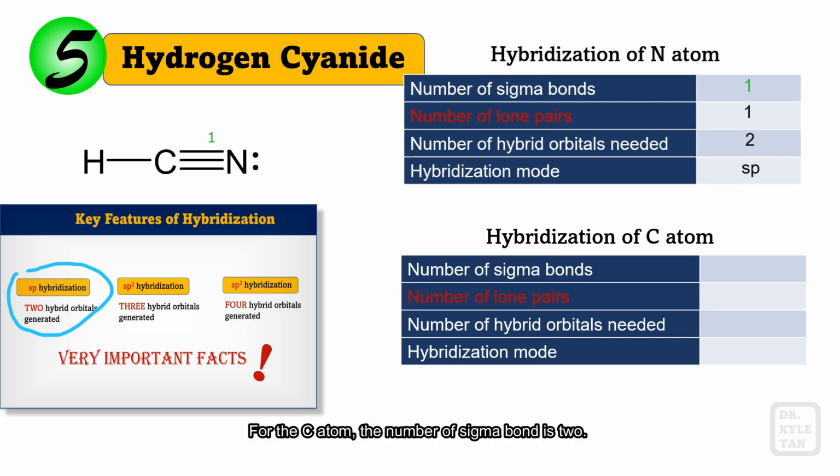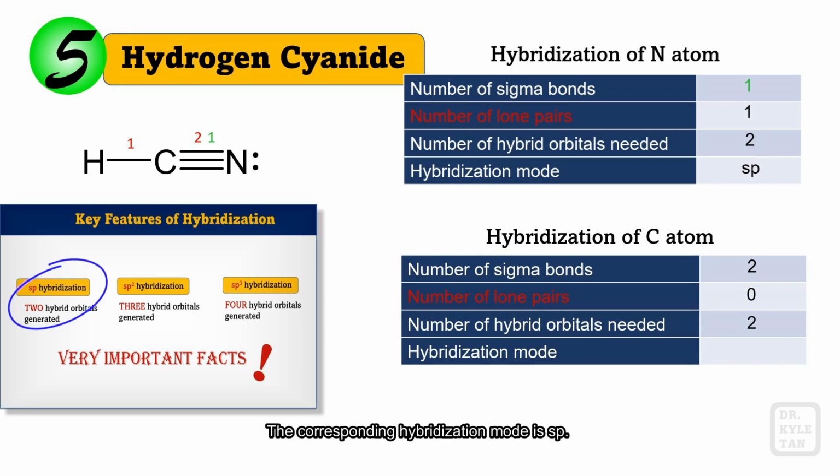For the C atom, the number of sigma bond is 2. The number of lone pair is 0. The number of hybrid orbitals needed is 2 plus 0, which is 2. The corresponding hybridization mode is sp.